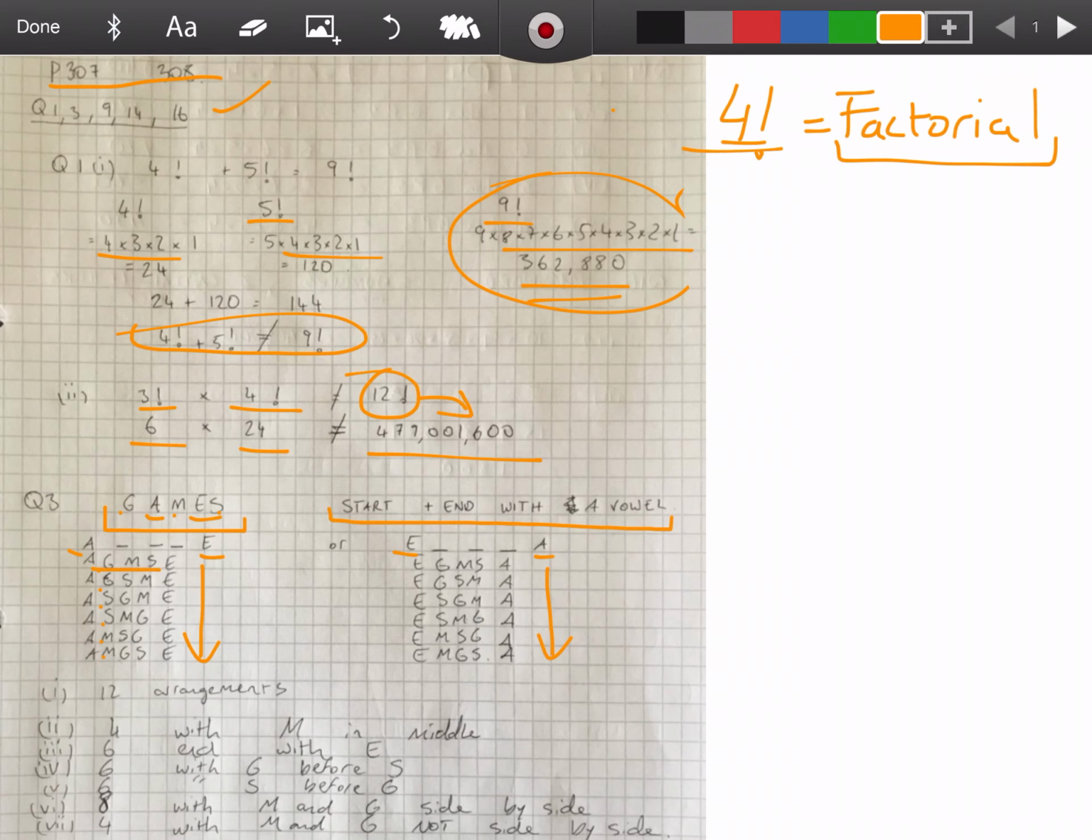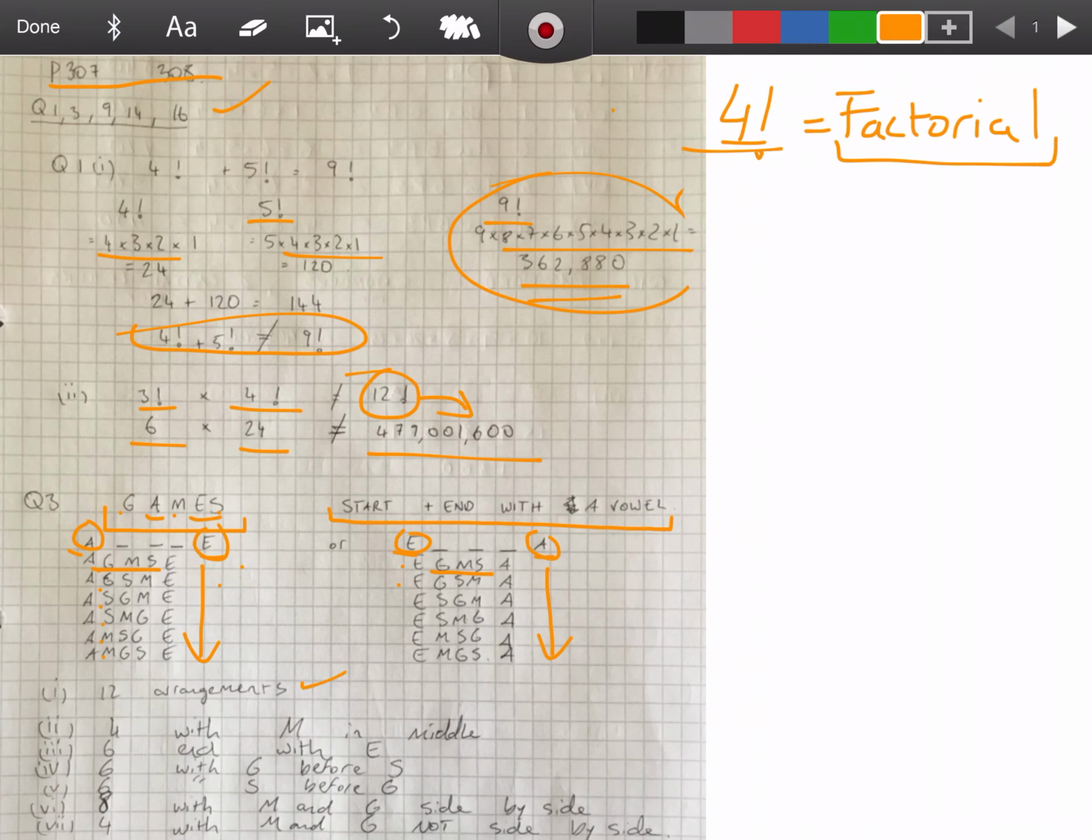Now you'll notice that the top lines are the same, and the second ones are the same. So they repeat one another. All that's happened is that the E and the A have swapped places. Okay, so I've got 12 different arrangements overall. And that was part one.